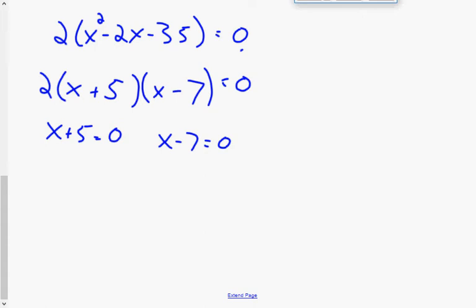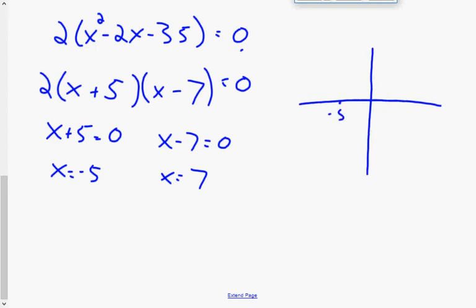Just imagine that Thanos killed the 2. He just disintegrated the two. So now it'd be positive 5 and negative 7. So those two x-intercepts are where the graph crosses. So now it goes like that, a nice U shape.